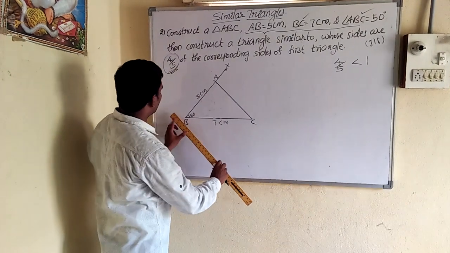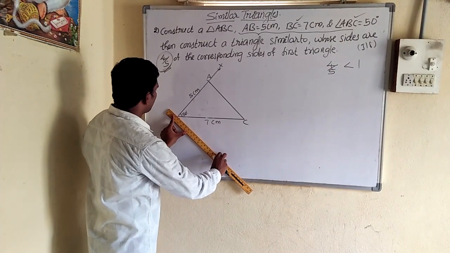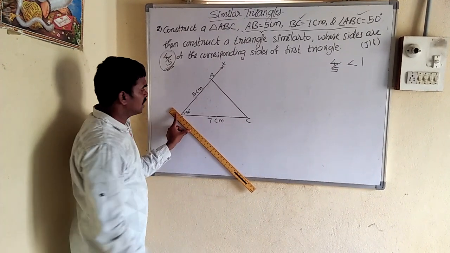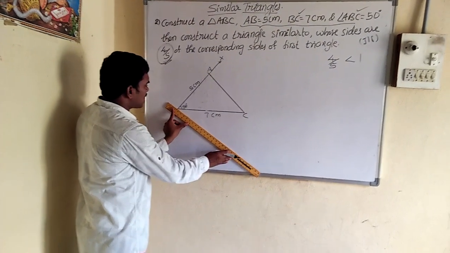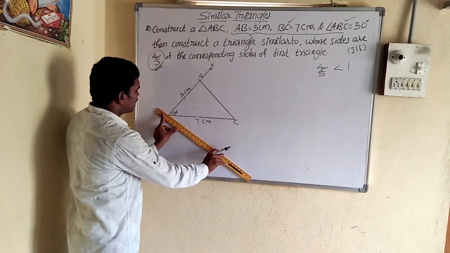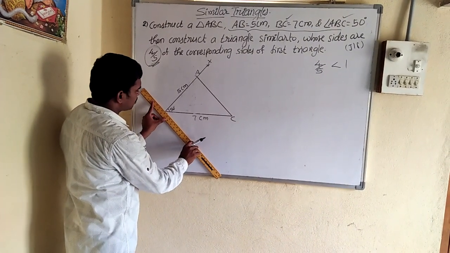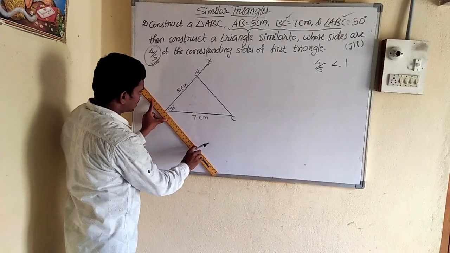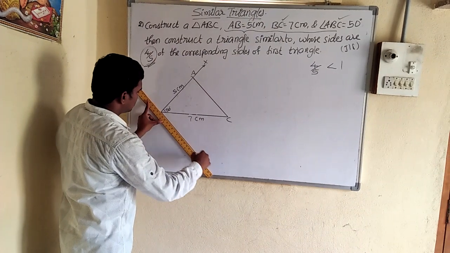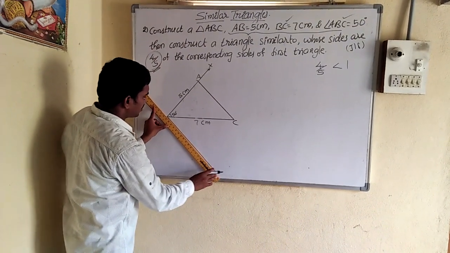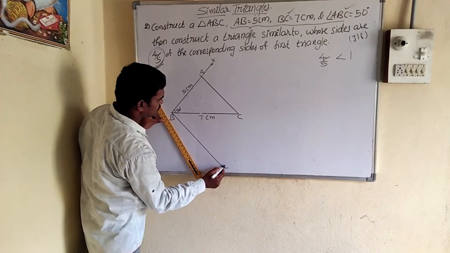First of all, to make another triangle, I am drawing a ray with some acute angle. Acute means it must be less than 90. So approximately we can take like this or this or this. That is our wish. I am taking it like this way. Is it acute or not? That's enough. Taking some Y.